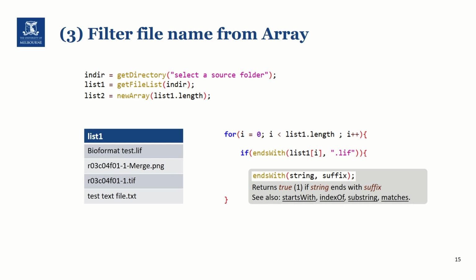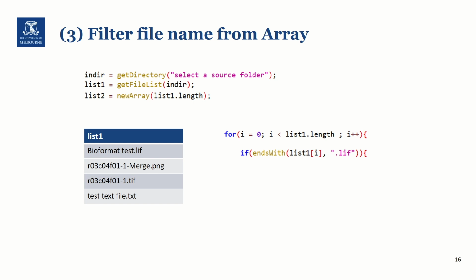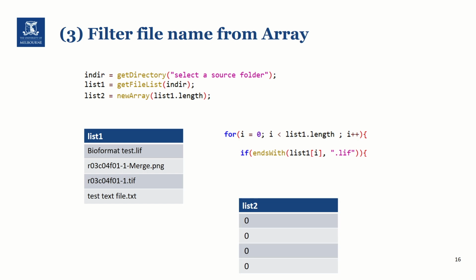There are also similar functions we can use for strings such as startsWith, indexOf, substring, and matches, and you can find more information from the built-in function website. Then if the string does end with .lif, we can copy that to our list too. And it is written this way.